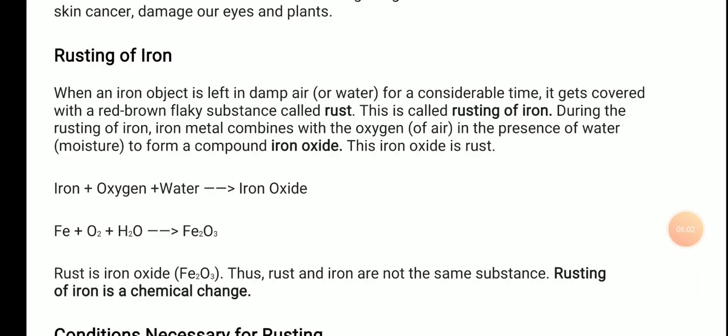So why is it a chemical change? Because the rust that is formed is a new compound. You can see that initially it was only iron plus oxygen and water. These were other compounds, and the product that is formed, Fe2O3, was another compound. So that's why it is a chemical change. Okay.